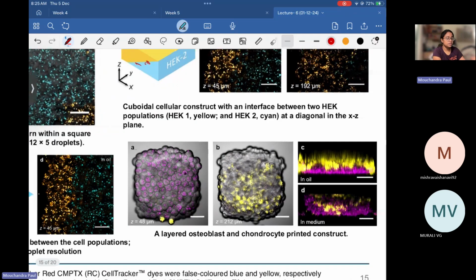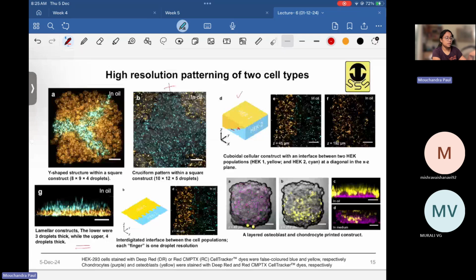Now, in this image, I'm showing that they have printed two different cell types. Up till now, wherever you are seeing yellow and blue colored images, they were using one cell type distributed in two different populations. One population is stained with one dye, let's say deep red dye, and another population is stained with red dye. They are falsely colored for better representation.